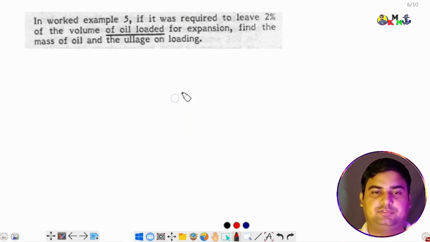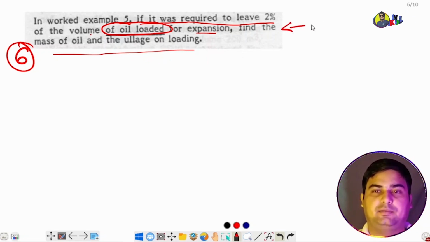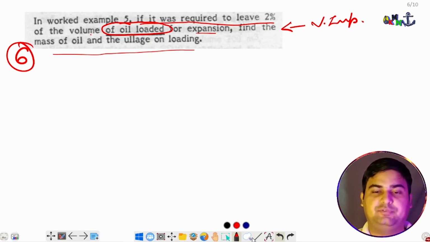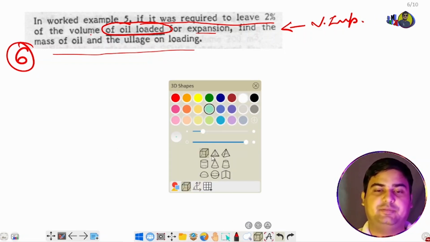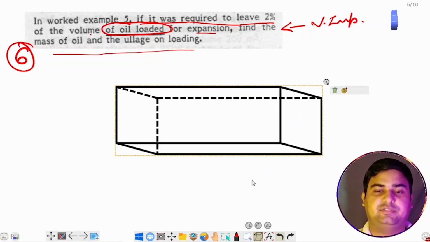Now this is the next question, number 6. In the previous example, if it was required to leave 2% of volume of oil loaded for expansion, find the mass of the oil and ullage on loading. This problem is very important, where it is asking to leave 2% of volume of oil loaded for expansion. Similar to the previous one, we will first draw the diagram. Diagram is very important. You need to first draw the diagram every time you are facing these types of problems.